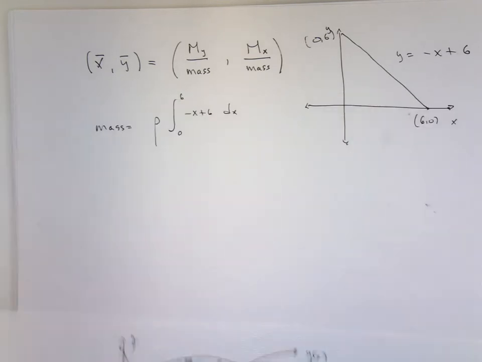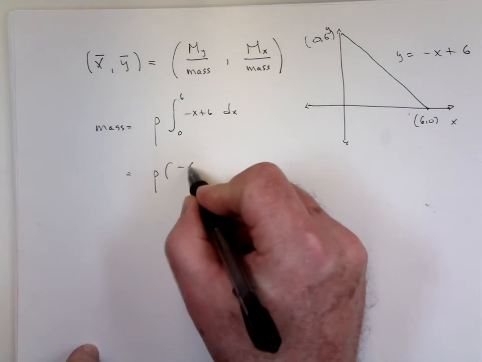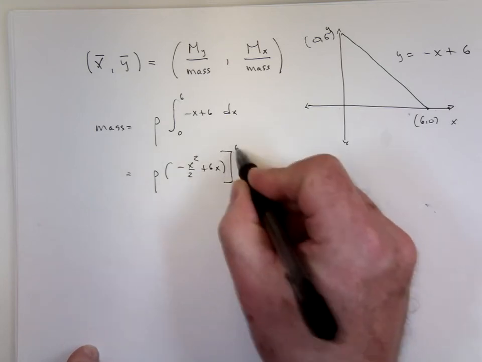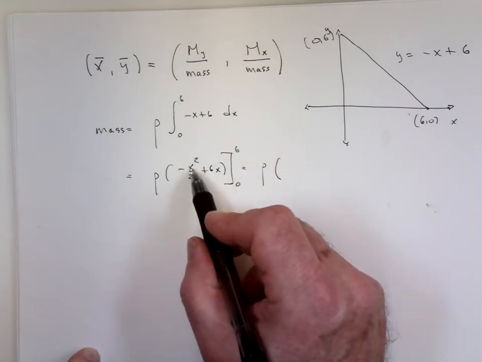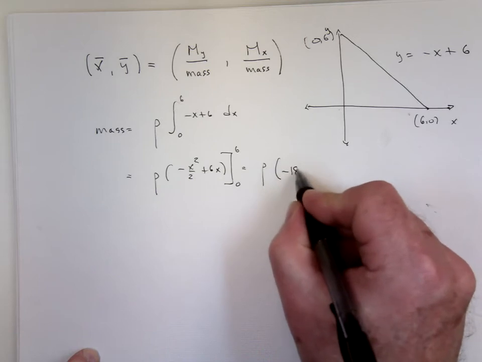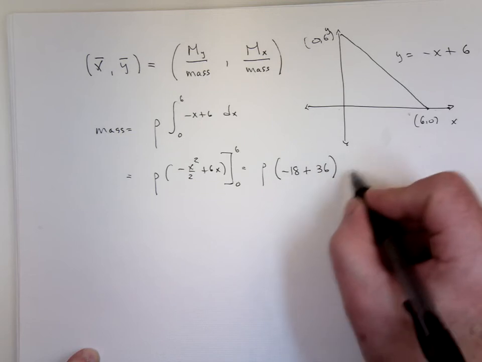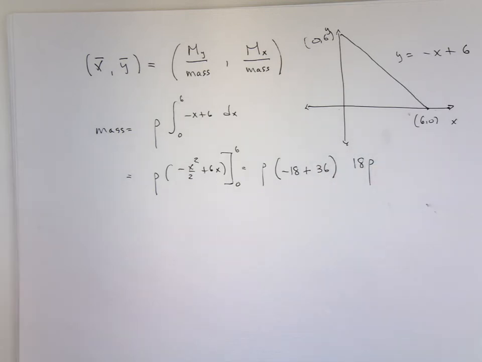So the mass of this object is rho times negative x squared over 2 plus 6x from 0 to 6. Rho, 6 squared, 36, 18 plus 36. Zeros give us 0. We get 18 rho. How else could we have done that? We could have found the area of the triangle, 1 half base times height. 1 half 6 times 6, 18 times the density.